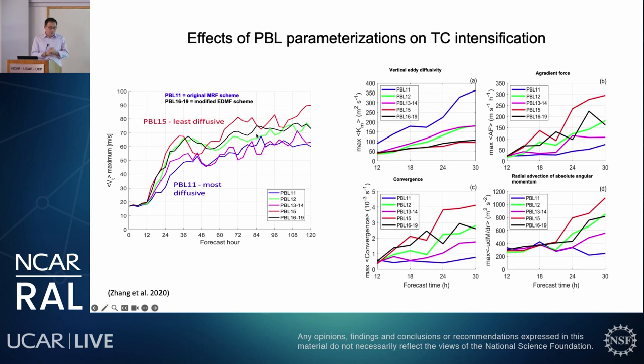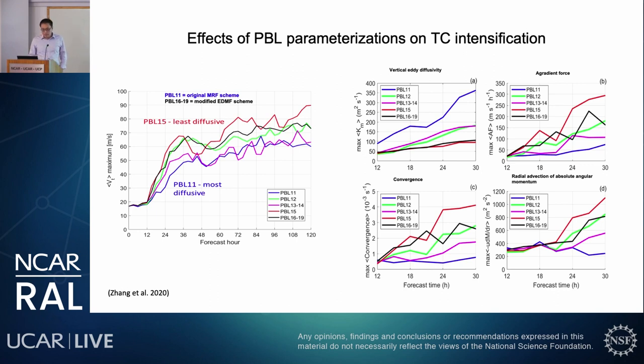In the operational model, like HWRF, it keeps changing every year, even for the PBL scheme. Here I put PBL 11, 12, 15; those are the years. You see there are many changes to this KM parameter or others, and sometimes, in the latest version, they put in an eddy mass flux component. But when they do the model upgrades, they not only change the PBL scheme; there are also other changes like DA components, ocean coupling, and microphysics.